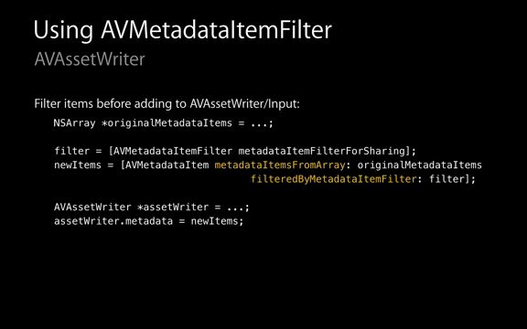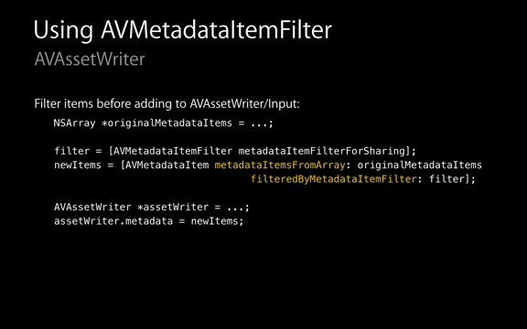So to use the metadata item filter, you're going to just, first of all, create your filter and feed it your original array of metadata items using this metadata items from array filtered by metadata item filter method. This is a companion to that other filtering method based on identifiers we've been using all day. And then once you have your filtered array of metadata items, just set that on your asset writer or export session as you normally would.